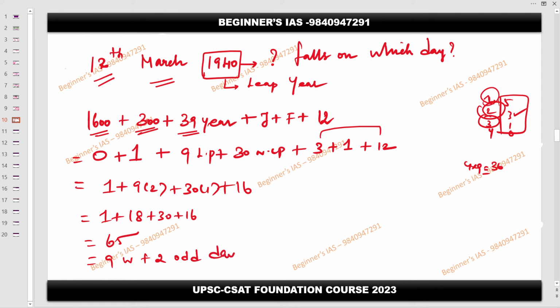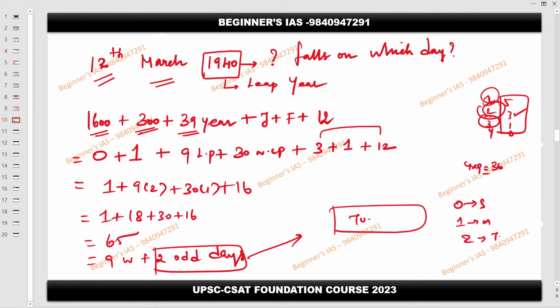So if you are doing it by this method, what would be the exact day for 2? 0 for Sunday, 1 for Monday, 2 for Tuesday. Therefore the answer is Tuesday. People clear? Anybody? Oh, no, not Wednesday. Yes, Tuesday. Clear. People clear? Anybody wants to try one more question?